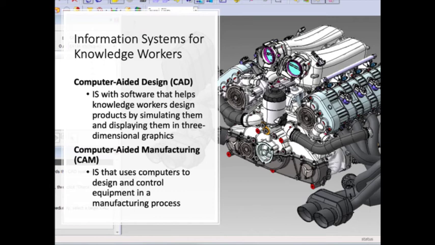That is related then to computer-aided manufacturing, or CAM, as you see here, the second bullet point on the slide, information systems that use computers to design and control equipment in a manufacturing process. So you can sort of see how these two information systems can sort of be hand in hand for knowledge workers. First with the design, and then later with the actual manufacturing. All of these information systems wielded by knowledge workers for useful production.